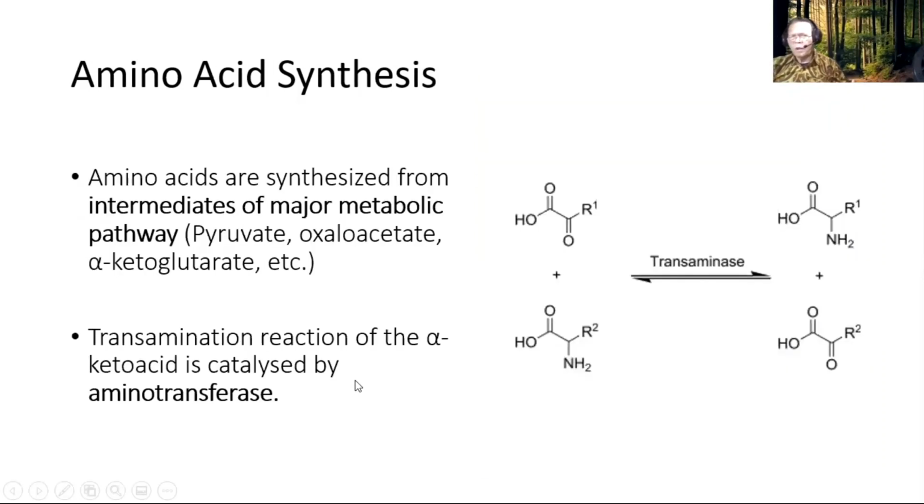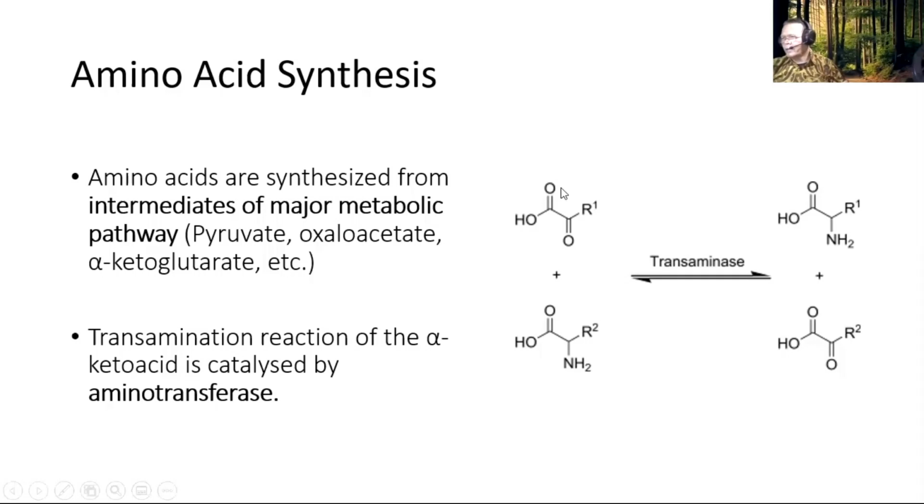Now let's move to amino acid synthesis. Amino acids are synthesized from intermediates of major metabolic pathways, such as pyruvate, oxaloacetate, and alpha-ketoglutarate. The transamination reaction of the alpha-keto acid is catalyzed by aminotransferase. Let's see the equation on this right side.